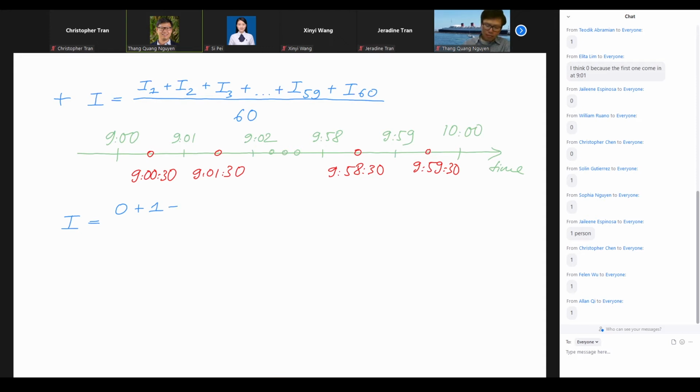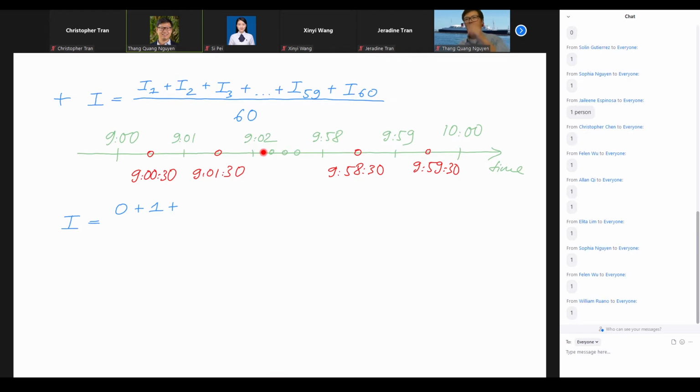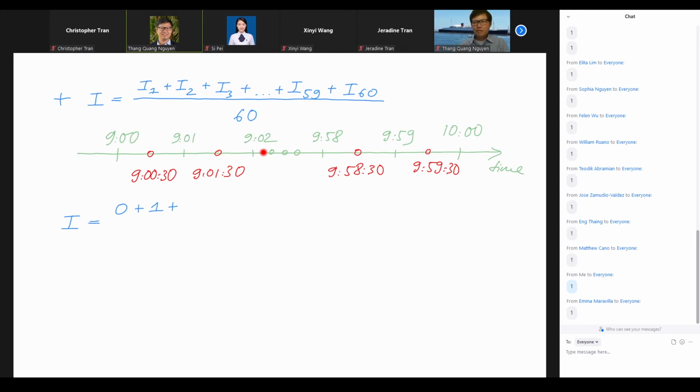How about inventory number 3? Okay, I don't have that point in time here, it is about 1 minute from here to here, right? So how many people do you see at the third point? All right, so I got it from Alan, Elena, Sophia, Feren, William, Theo, Jose. Okay, good. Matthew, good. Emma, great. All of you agree. That's a good thing. And of course, all of you are correct.